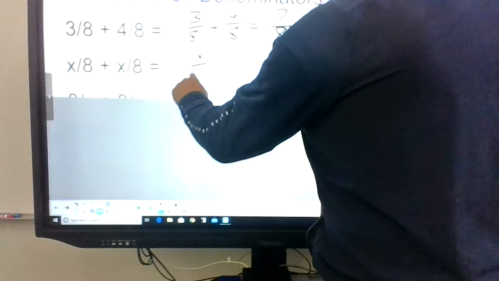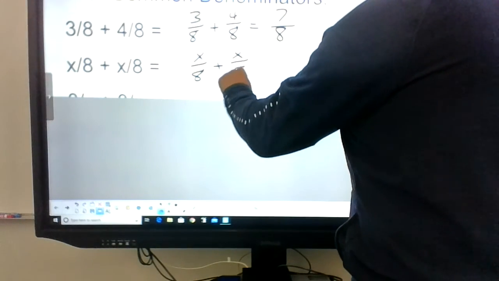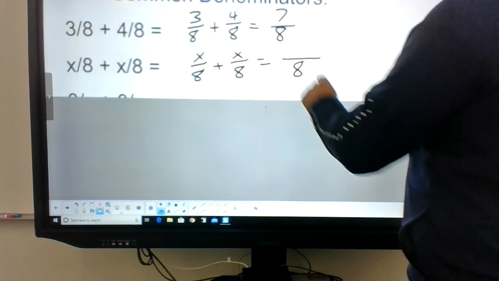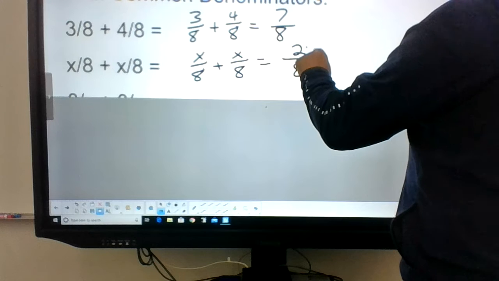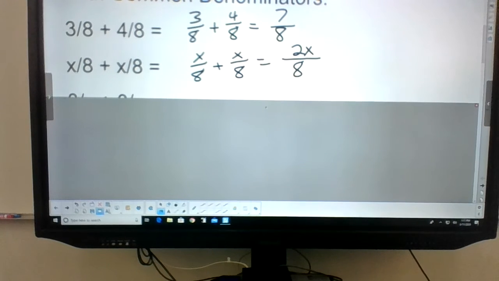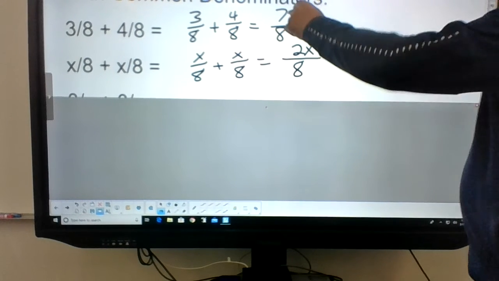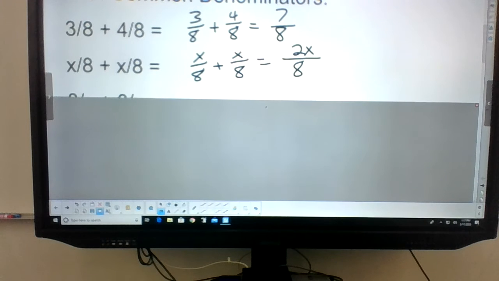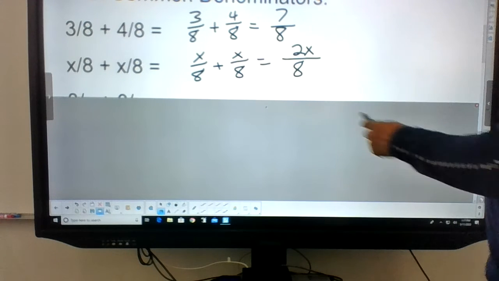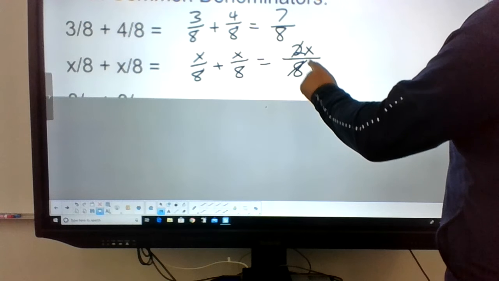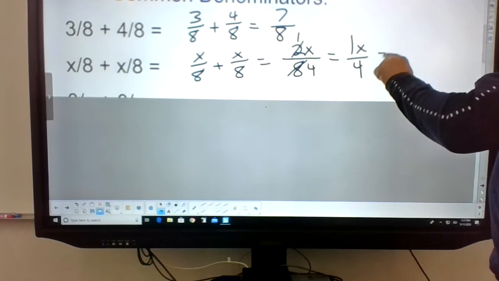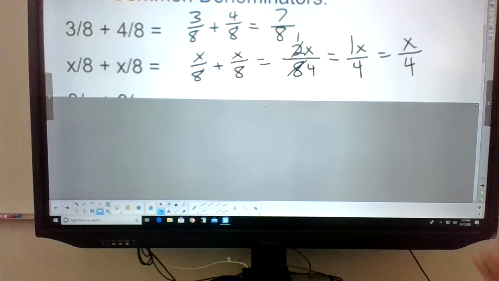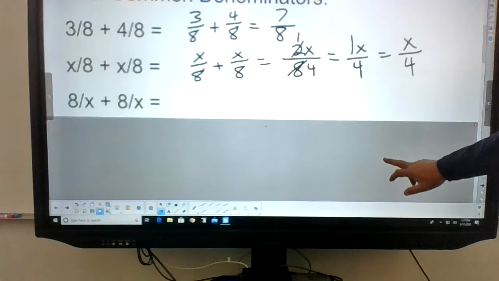So now we have x over 8 plus x over 8. Again, common denominator is 8. What is x plus x? And you should be saying 2x. Now, always when you're doing this, just like up here when we had regular old fractions, we always want to look to see if there's anything we can simplify. And here we can get rid of the 2 and the 8 and make it 1 and 4 and have it 1x over 4, or simply x over 4 means the same thing. So again, always take a look at the end to make sure there's nothing that you can simplify.